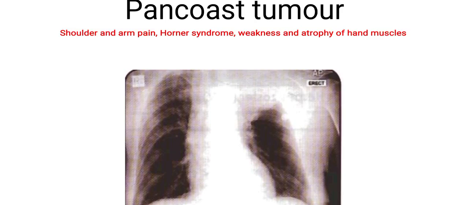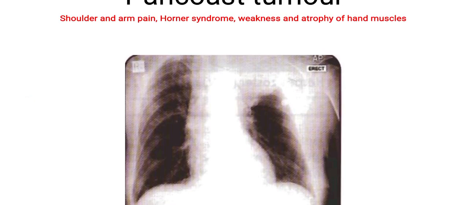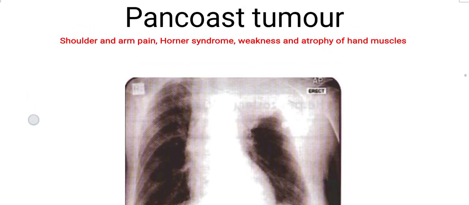They have given the image of an X-ray chest, which shows the Pancoast tumor. A few slides before, we have gone through Horner syndrome. So this is the Pancoast tumor, which is one of the causes of Horner syndrome. In this patient will present with shoulder and arm pain, Horner syndrome will be there, weakness and atrophy of the hand muscles. Patient can present with all these features.